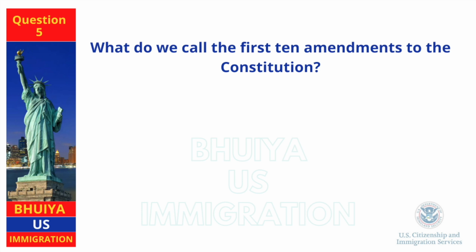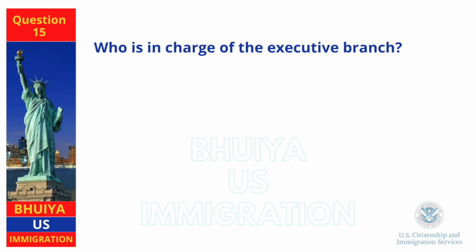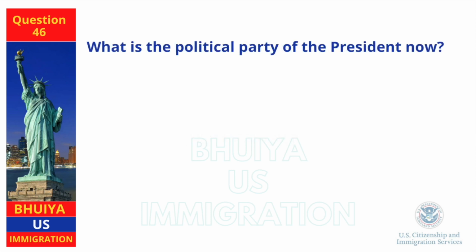What do we call the first 10 amendments to the Constitution? The Bill of Rights. Who is in charge of the executive branch? The President. What is the political party of the president now? Democratic Party.